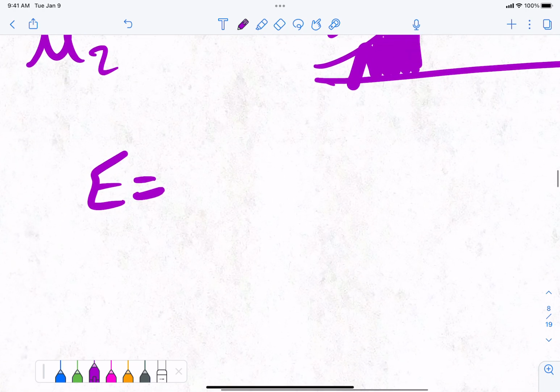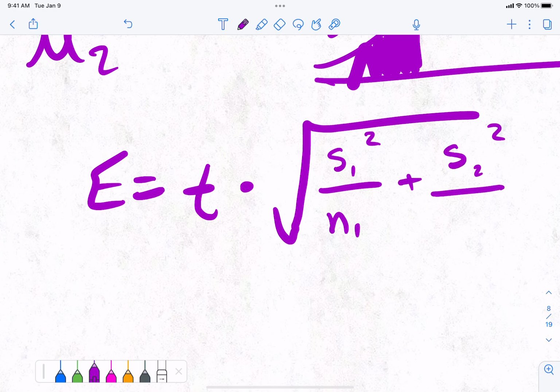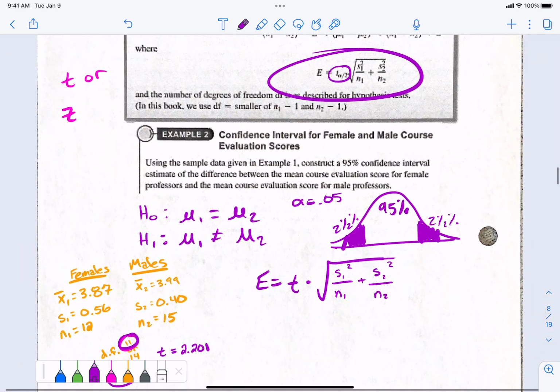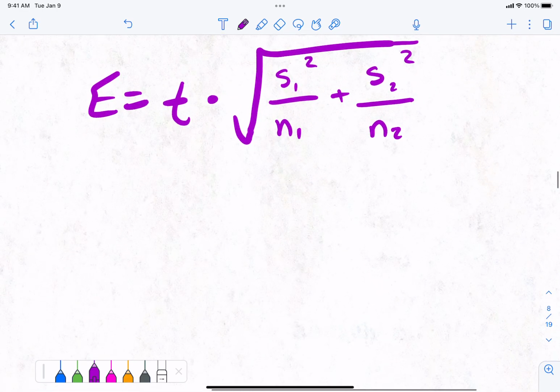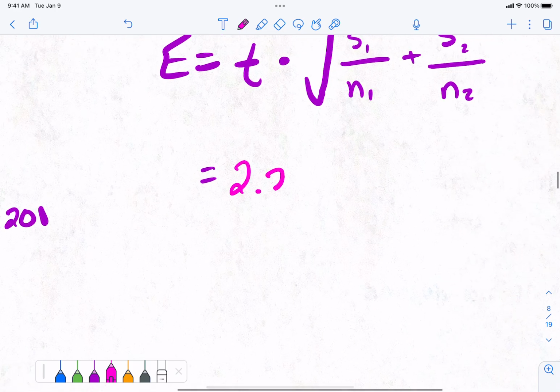Okay, so I'm going to write him in simplistic terms. It's just t times the square root of s1 squared over n1 plus s2 squared over n2. That's your formula for error. Okay, I'm going to write him out a little bit prettier than what it's printed above. And that is what he looks like. Okay, so we know our t already, 2.201. And then the rest of it is stuff that we're given.